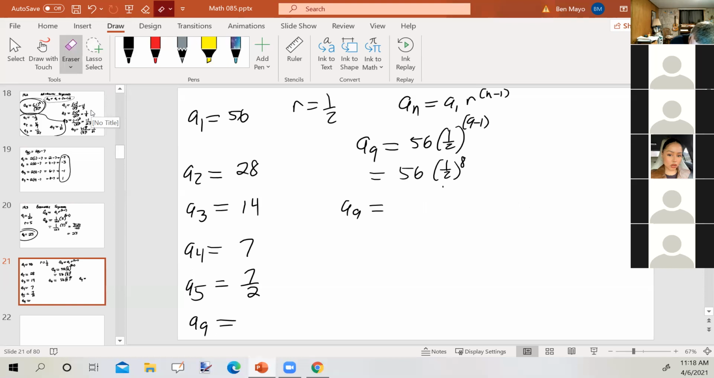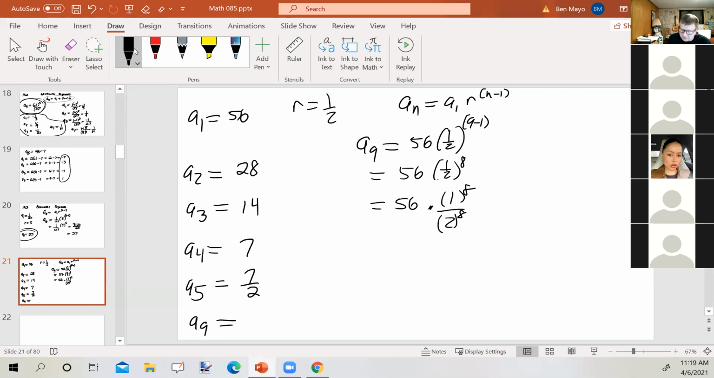So let's go back here and let's do the math. So that's 56 times 1 to the 8th power over 2 to the 8th power. Why am I doing that? So I don't get a decimal answer. Okay. Now, 1 to the 8th power is 1. 2 to the 8th power is 256.